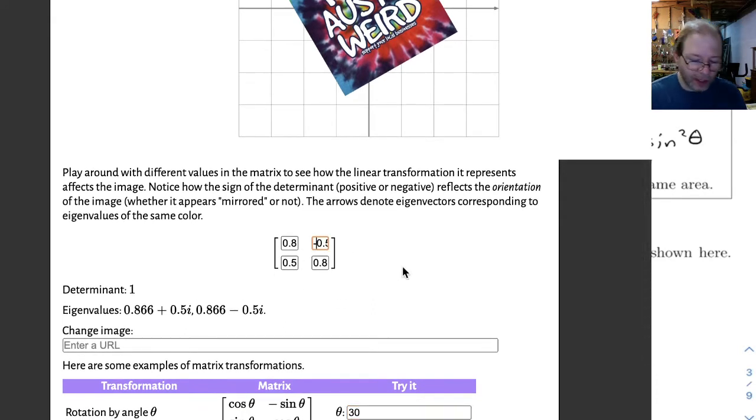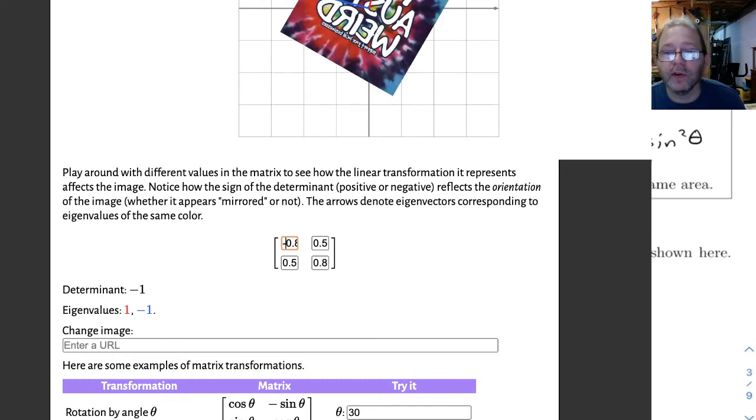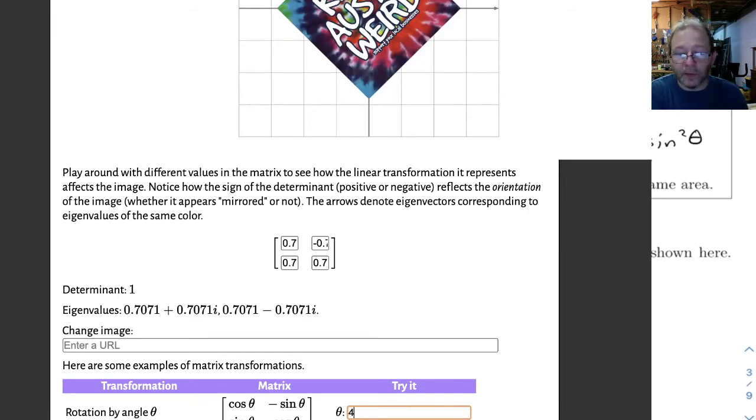Notice if I take this negative and get rid of it, it's no longer a rotation matrix. If I move the negative over to here, I believe it makes it into a reflection. But anyway, if we just put in an angle, say 45 degrees, it rotates the thing 45 degrees.